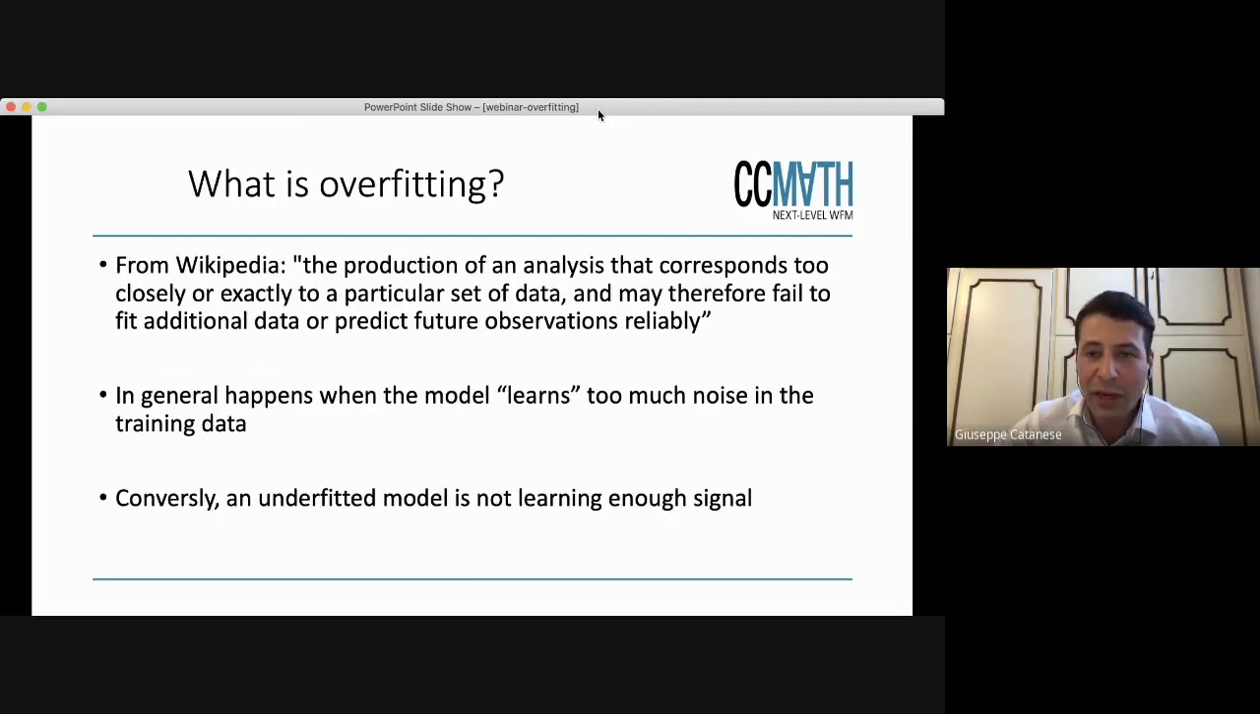Then we go back to the question, what is overfitting? According to Wikipedia, it is the production of an analysis that corresponds too closely or exactly to a particular set of data, and might therefore fail to fit additional data or predict future observations reliably. This in general happens when the model learns too much noise in the training data. Conversely, an underfitted model is not learning enough signal.